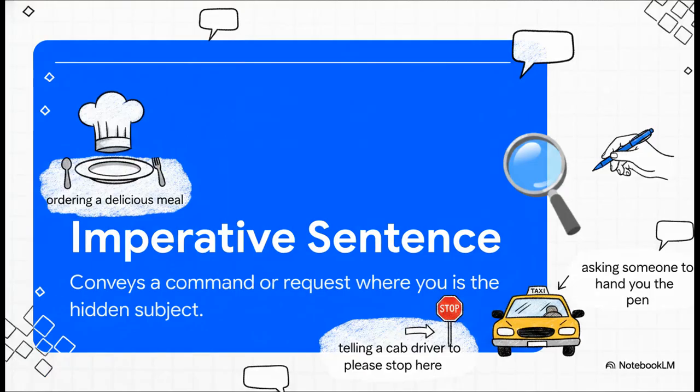So, what exactly is an imperative sentence? Well, it's basically a sentence that conveys a command, a request, or a forbiddance, where the second person, you, is the hidden subject. Think about it. Whether you're ordering a huge meal at a restaurant, or just asking a buddy to hand you a pen, or telling a cab driver to please pull over, you're using this exact structure. The you is just implied.